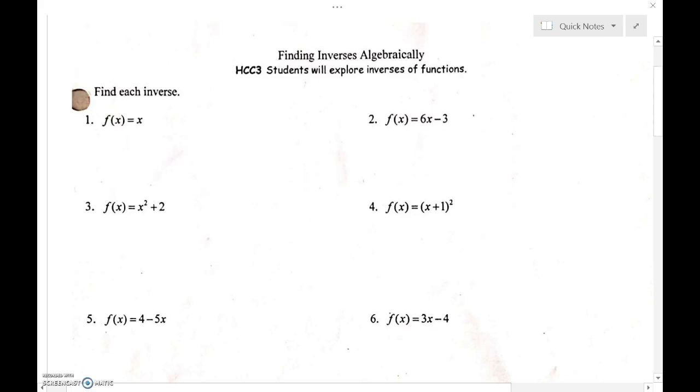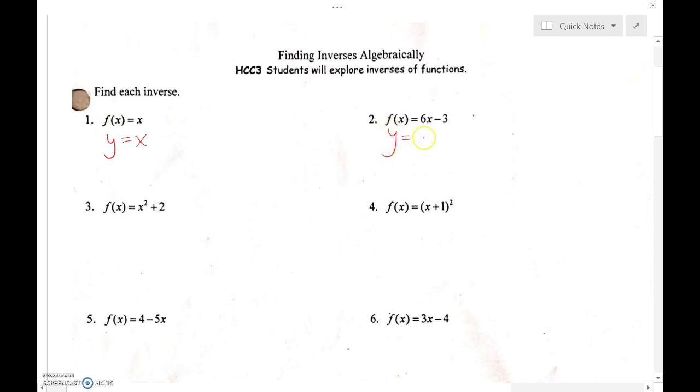So just what I'm talking about, f of x, that's the same thing as y equals x, and then what we would do is switch the x and the y and then solve for y. The thing that's maybe a little bit strange here when we start to do that on some of these other functions is that you're going to have to do that swap and then do a fair amount of algebra to get the y by itself. So here we go. Let's see how it goes.